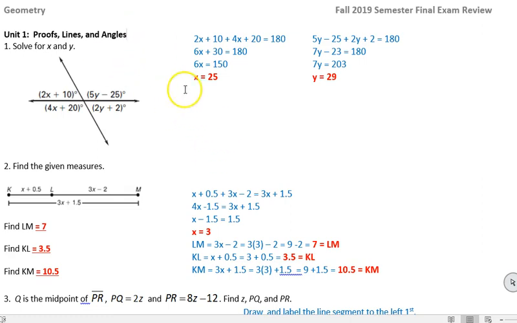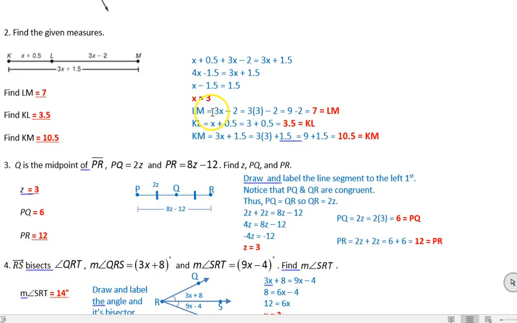Number 2 says find the given measures. In this one we have the segment addition postulate. So we notice here that we're going to add KL to LM and it's going to give us the whole thing. So we're doing KL plus LM is equal to KM. So again, I'm just adding together those two equations, x plus 0.5 plus 3x minus 2, and setting that equal to the 3x plus 1.5.